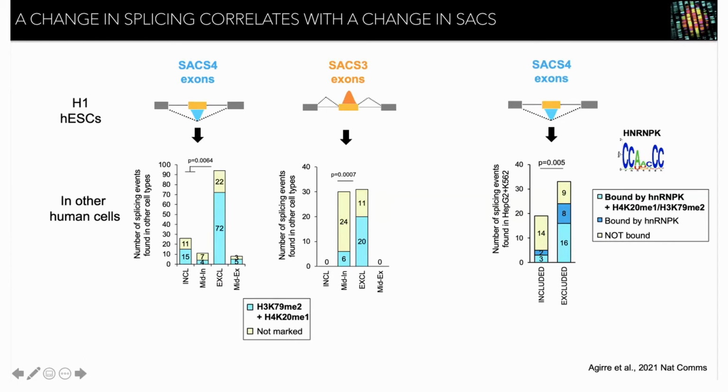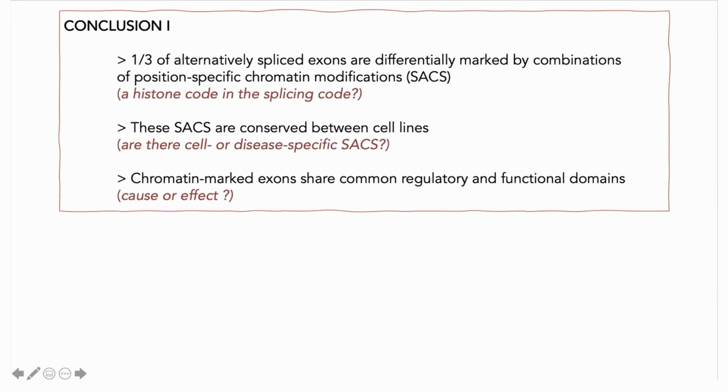And even more, I talked about RNA motifs before, and we saw that it's not only about changing or maintaining a specific chromatin combination, but it's also about maintaining this enrichment of the splicing factor. And here we took advantage of available CLIP-seq data. It's basically RNA immunoprecipitation of a specific protein. And what we observed is that the exons enriched in SACS4, when kept excluded in the other cell types, will keep this SACS4 enrichment, but also they will keep the binding of HNRNPK. And when excluded, they will lose the SACS enrichment and the HNRNPK binding.